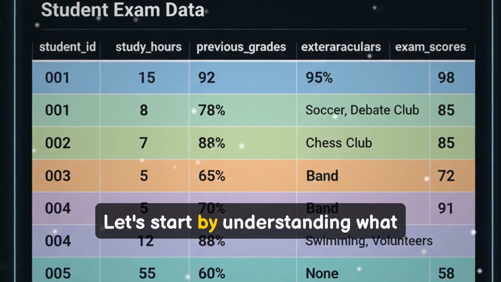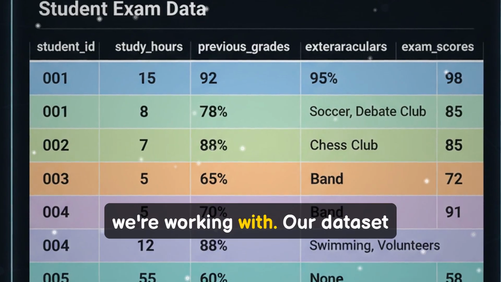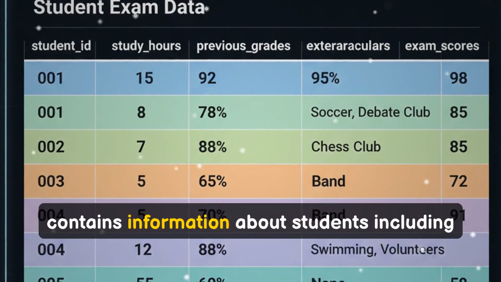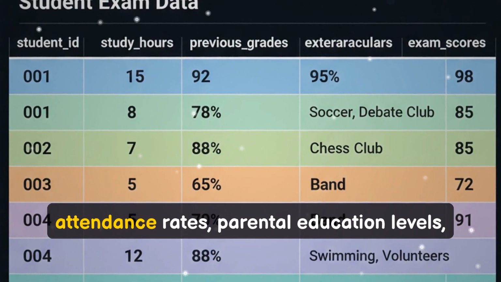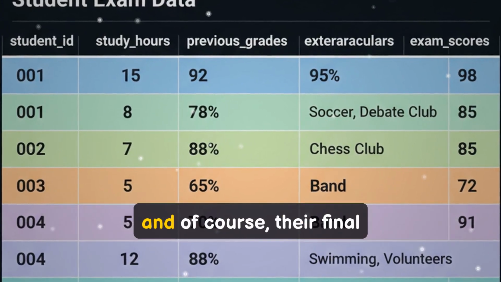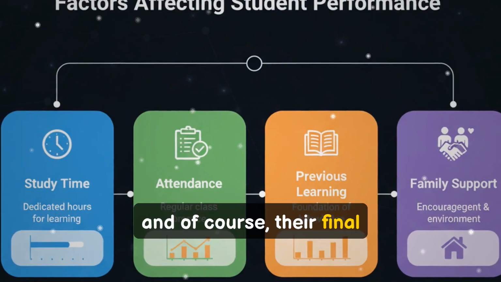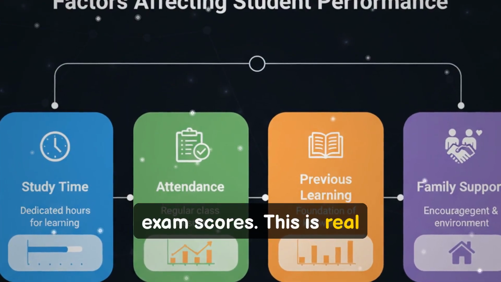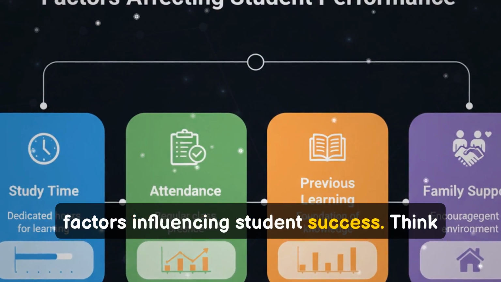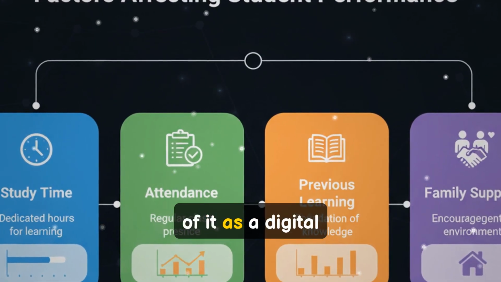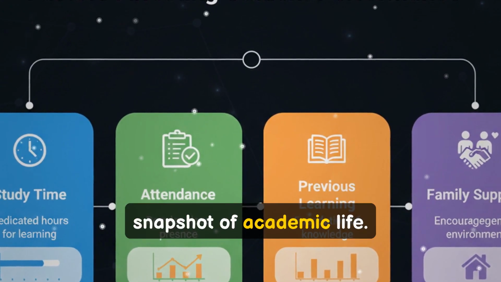Let's start by understanding what we're working with. Our dataset contains information about students including their study hours, previous grades, attendance rates, parental education levels, and of course, their final exam scores. This is real educational data that captures multiple factors influencing student success. Think of it as a digital snapshot of academic life.